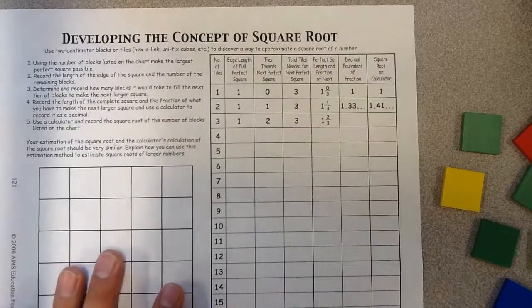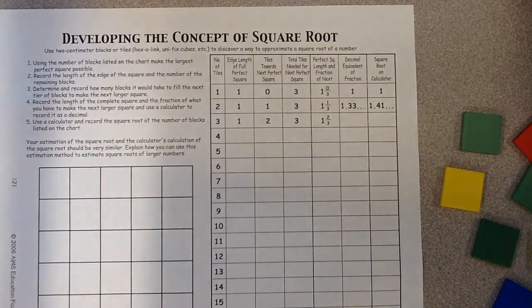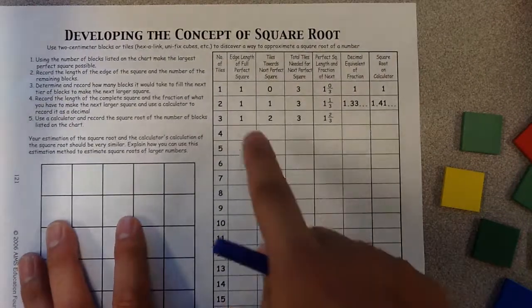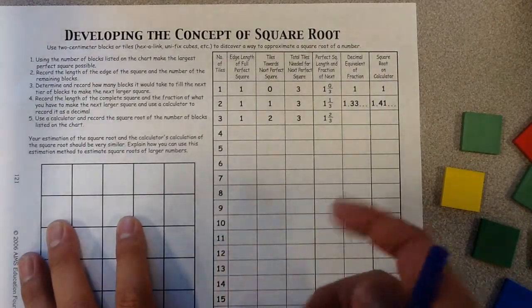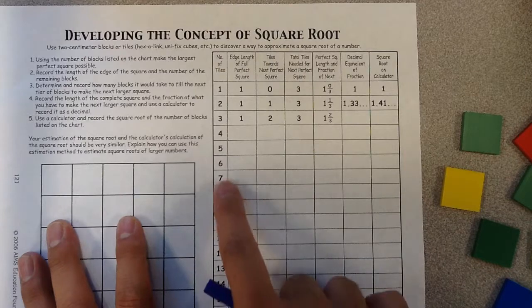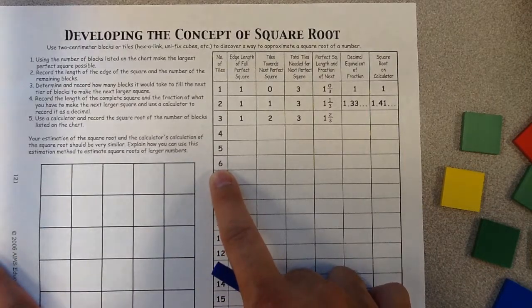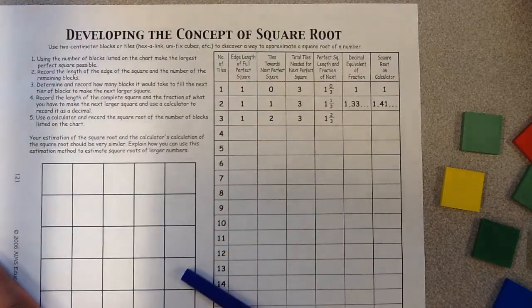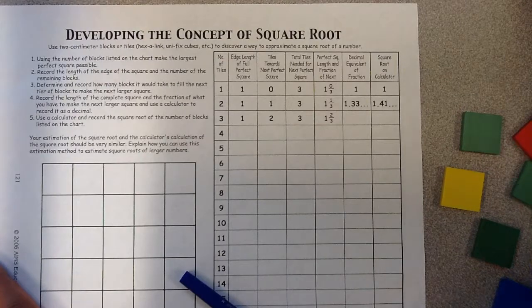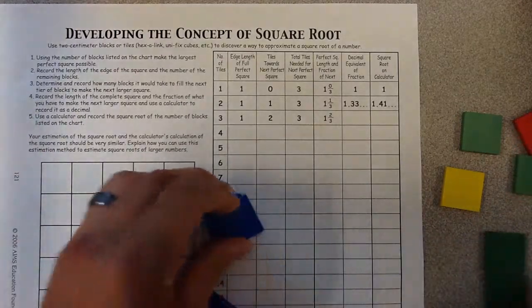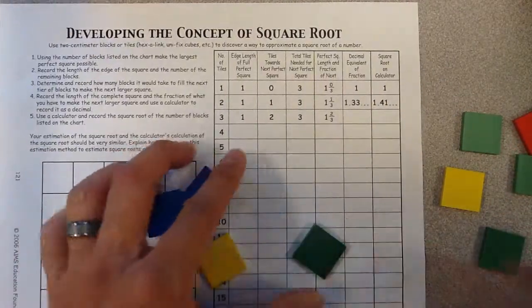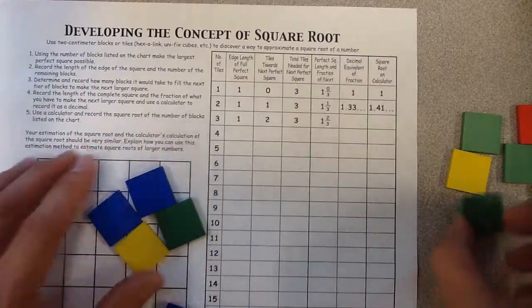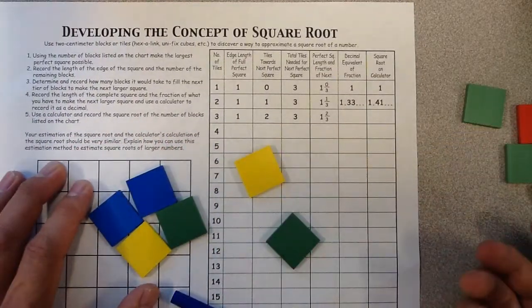Now, first off, let me get a pen here. What you're going to do is focus on what number you're trying to square root. I'm going to do 6 as an example. So number of tiles, 6. I pull out 1, 2, 3, 4, 5, 6. The idea is that I'm trying to create a perfect square. But with 6 tiles, I can't do that.